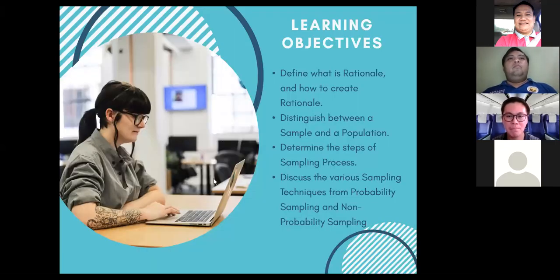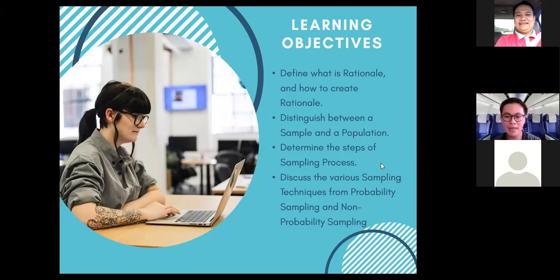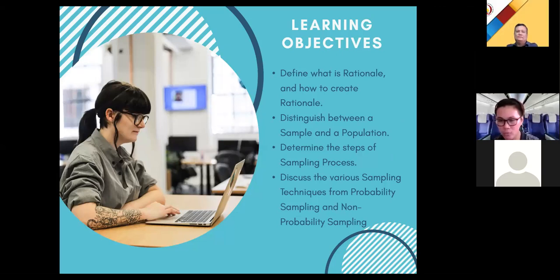For our learning objectives for this afternoon: define what is rationale and how to create a rationale, distinguish between a sample and a population, determine the steps of the sampling process, and discuss the various sampling techniques from probability sampling and non-probability sampling. We'll go through all of this throughout the discussion this afternoon, as some of the presenters will discuss in depth the probability sampling and non-probability sampling.